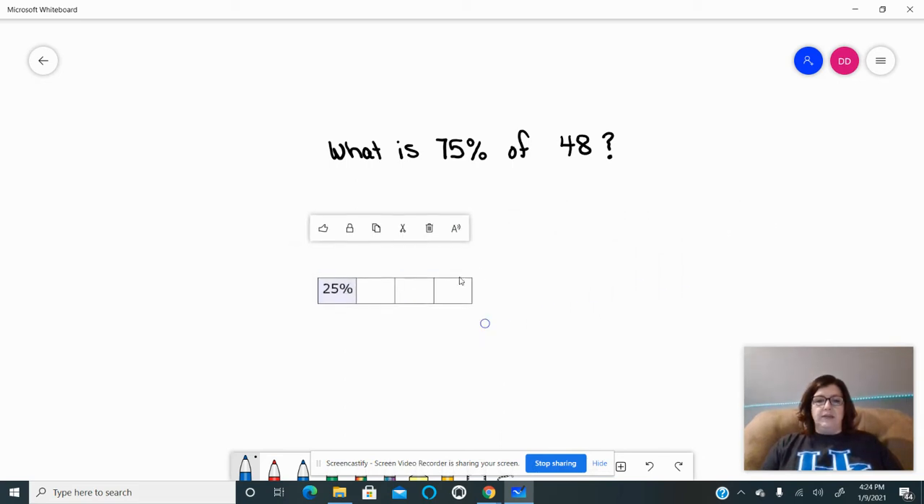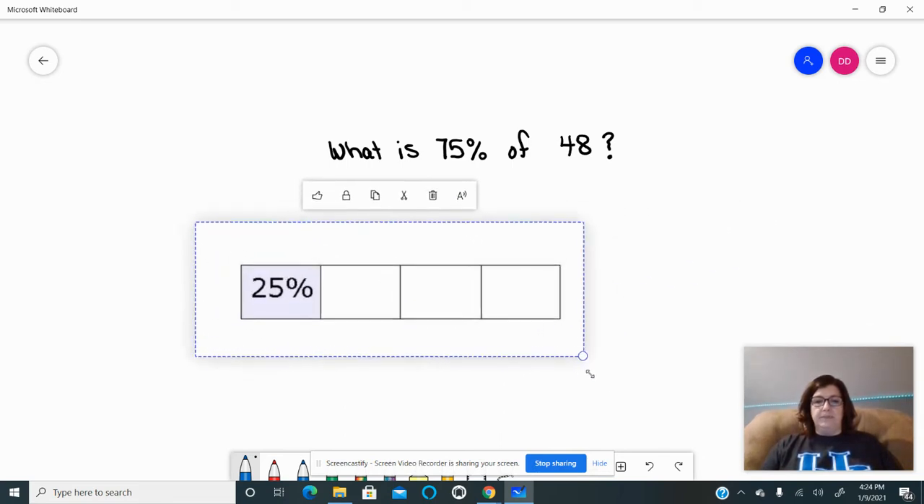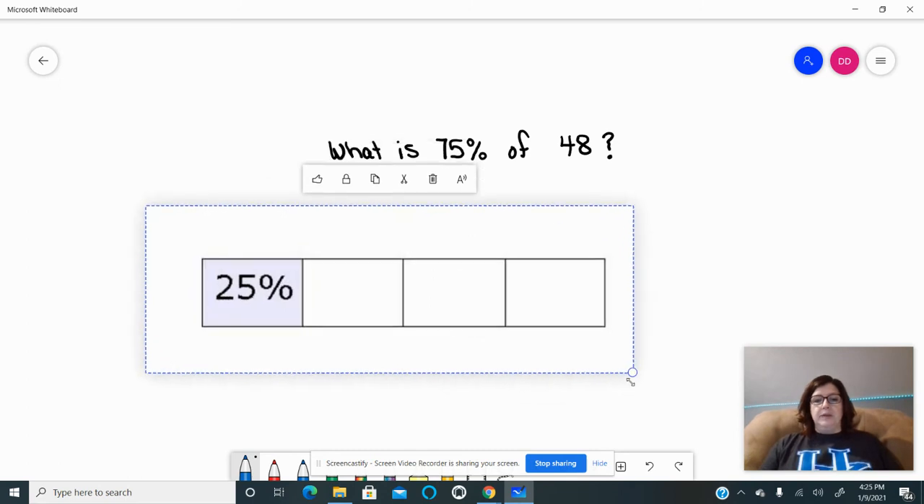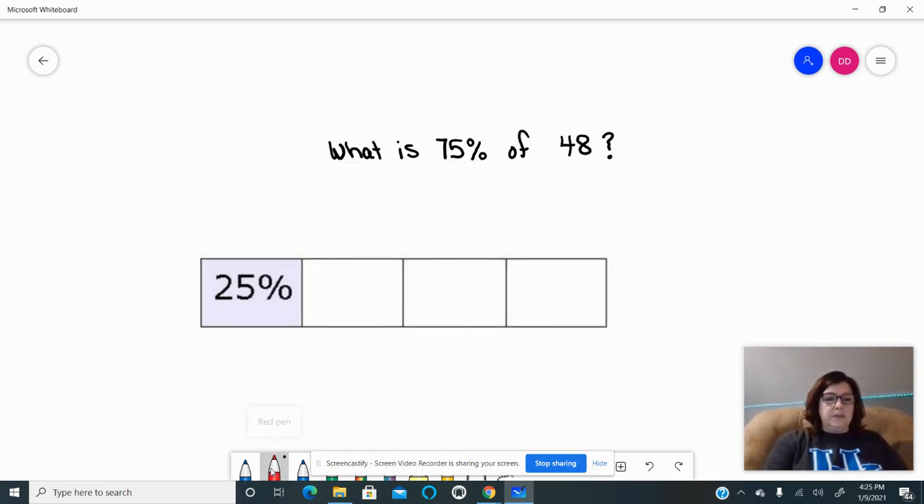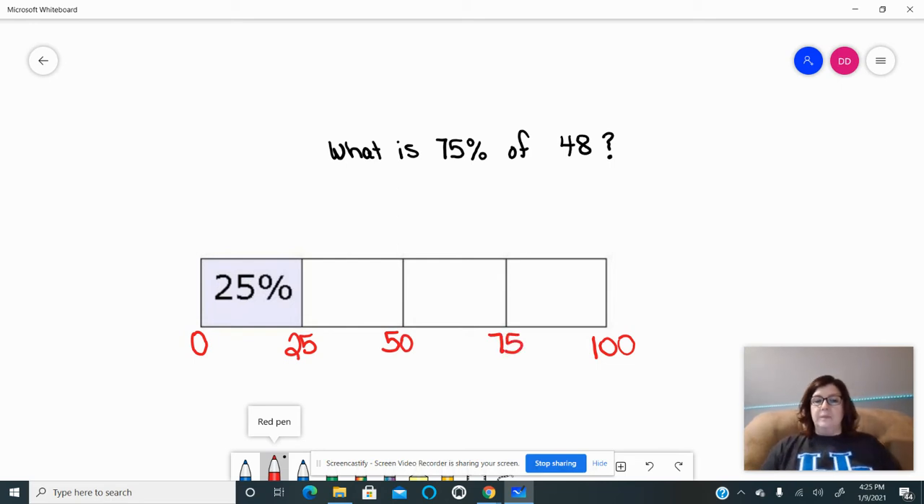So let's see if I can drag this over, make it bigger. Oops. So the bar model is already drawn into four parts, and you can see where 25% is there. So I'm going to draw on this. The way I usually label my bar models is I put percents across the bottom. So this is 0, and this is 100. And then I would put my 25, 50, and 75 across the bottom.